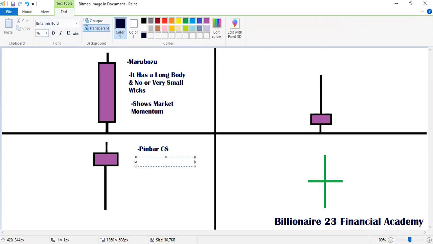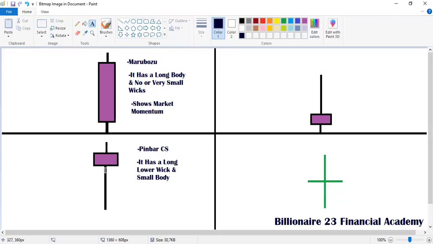Its characteristics are that it has a long lower wick and a small body. I call this a pin bar. It may be a shooting star or some sort of, I don't really know the names. They don't really matter to me. That's not how I operate. I just know what I see and then trade what I see.